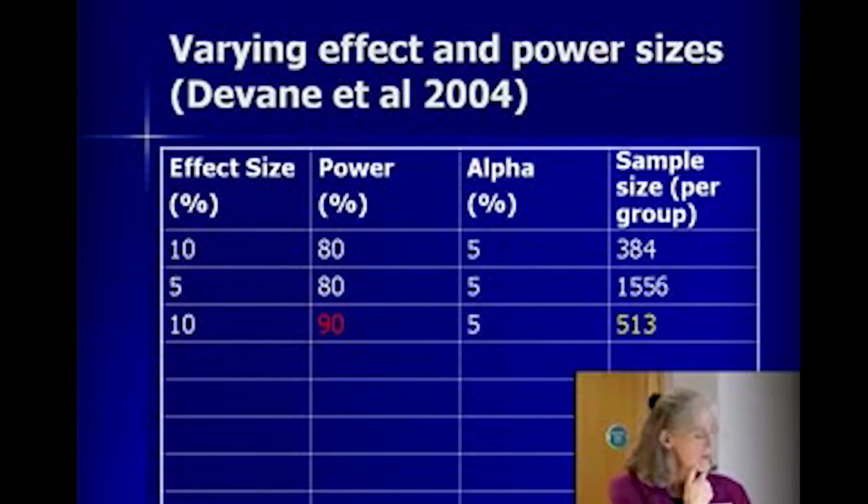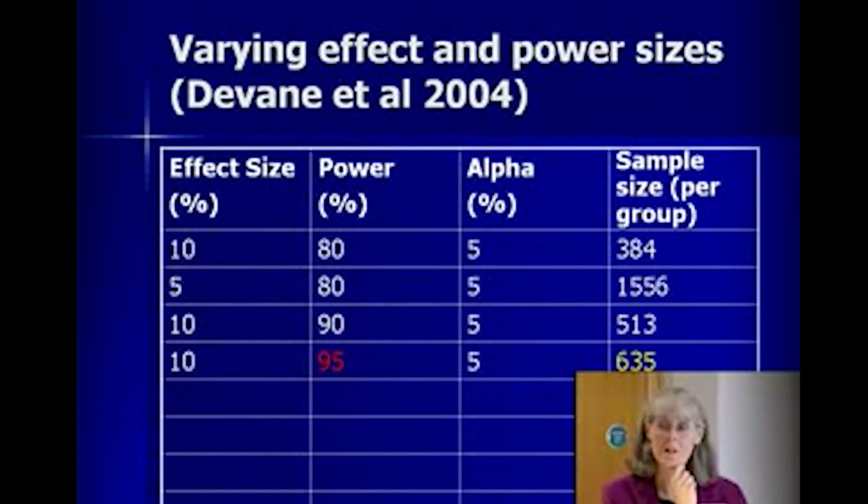Okay. So we'll go back to the same thing, effect size of 10, still keeping the alpha the same, going up to 95 power this time. Are we going up or down? Up. How much up? About the same? Yeah. A little bit less, 120 or so instead of 150. Okay?